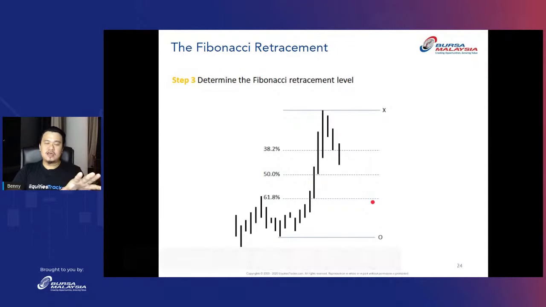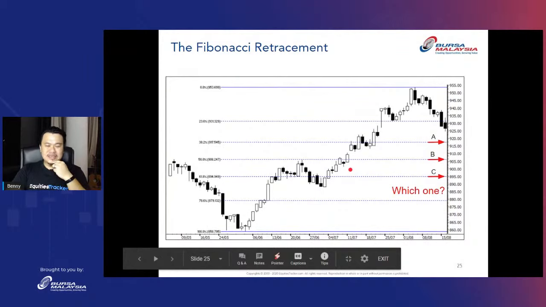So step number 3 is determining or trying to figure out which level the price will retrace to before it continues going in an uptrend. Could it be 38.2, 50, or 61.8? Which one is a better one? So I still have A, B, or C.